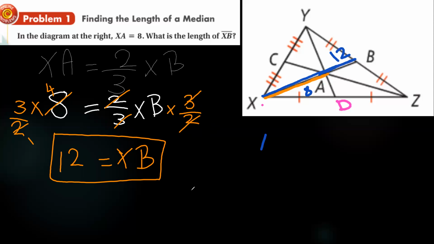And Miss, what is the length of AB? 4. 12 minus 8 equals 4. Bravo. That's it. So if I'm asking you about XB or AB, you can solve it.